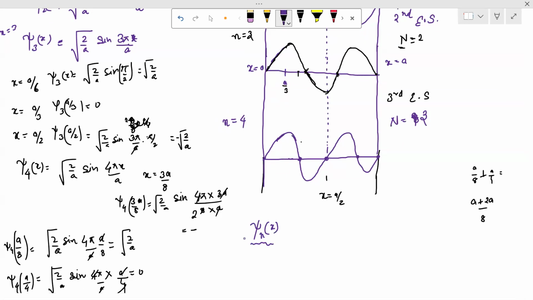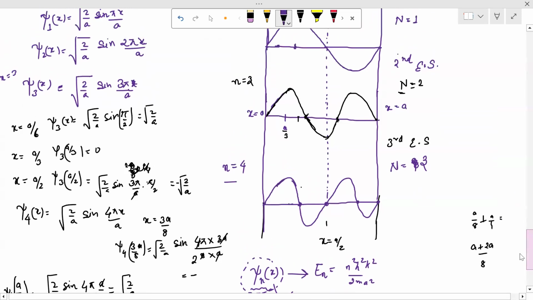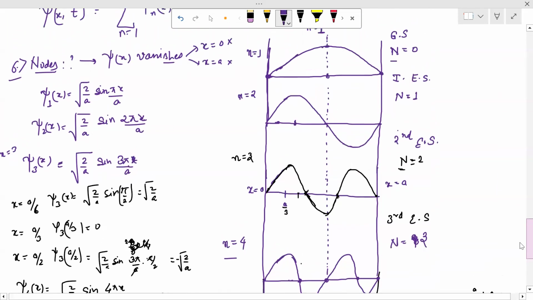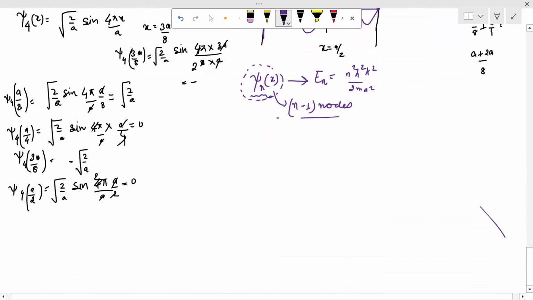So clearly, for the general wave function, that is psi n, the energy eigenvalue will be equal to what? It will be equal to n square pi square h cut square upon 2 m a square. And this particular eigenstate will have n minus 1 nodes. So you can clearly see if n equals 4, then the number of nodes was 3. If n is equal to 3, then the number of nodes was 2. If n equals 2, then the number of nodes was 1. And if n equals 1, then the number of nodes would be 0. So this is a relation that you should remember.